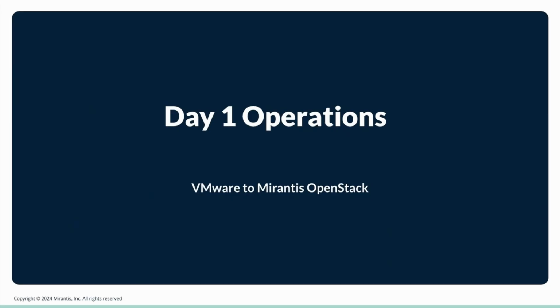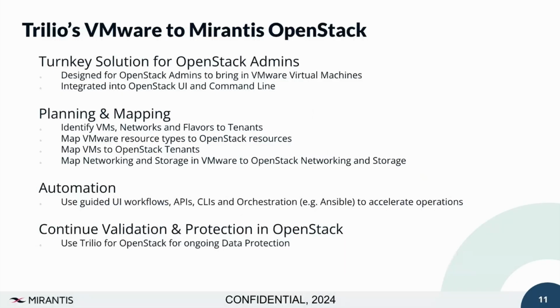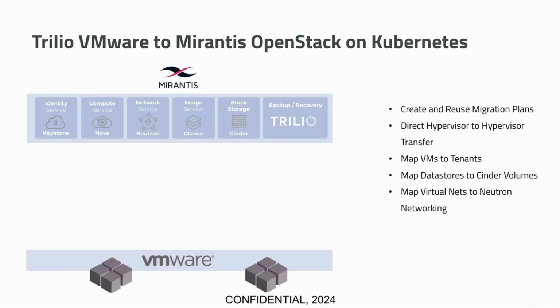I'm going to take you through where Trilio comes into this puzzle of moving from VMware into Mirantis OpenStack. Trilio for VMware to Mirantis OpenStack is a specific solution designed for admins to essentially pull in the workloads from VMware. It is directly integrated into the experience of OpenStack. So if you're familiar with OpenStack and the Horizon interface, you'll find us directly integrated into that experience. So how do we do this?